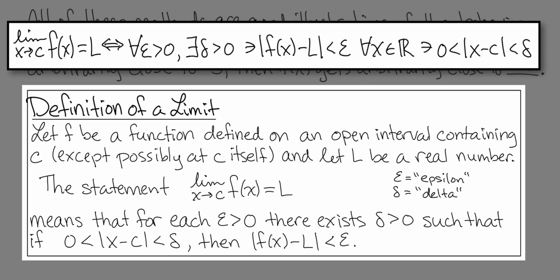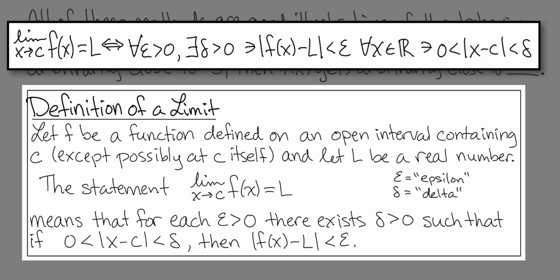The limit as x approaches c of f of x equals L if and only if, for all epsilon greater than 0, there exists a delta greater than 0, such that the distance between f of x and L is less than epsilon for all x in the real numbers, such that the distance between x and c is less than delta. What? That's no better. That looks like just a bunch of crazy letters and symbols, huh?